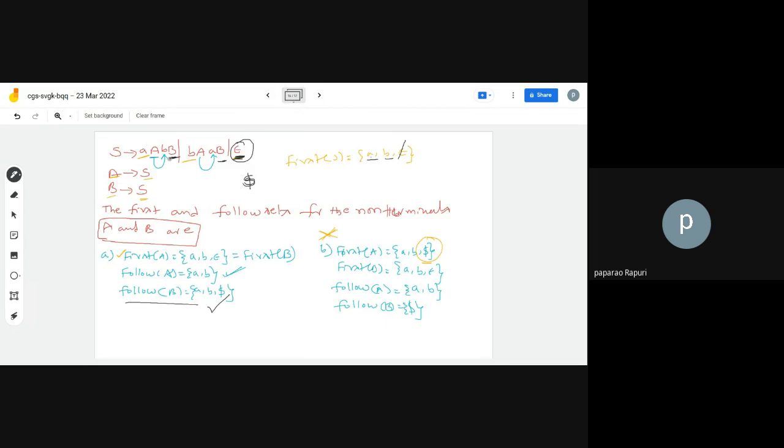And coming to here, B is the last symbol. Here also B is the last symbol. So we need to find the follow of S, and here also we need to find the follow of S. Follow of S means dollar only, sir.